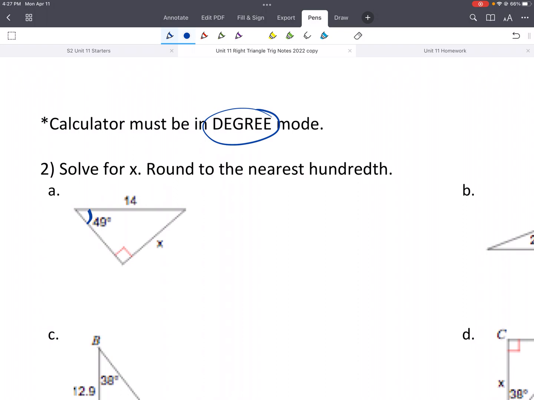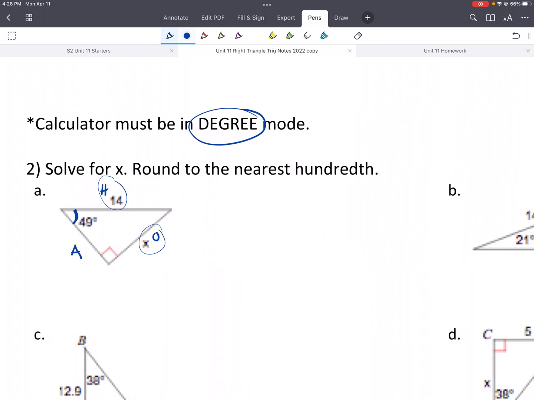We have our reference angle. Now we actually have its value. Here it's 49. And then we want to label our sides. So this is H, O, and A. But all we're really using is we have H and we need to find O. So which of these trig functions uses O and H? So we've got SOH CAH TOA. The only one that uses O and H is sine, so we have to use that.